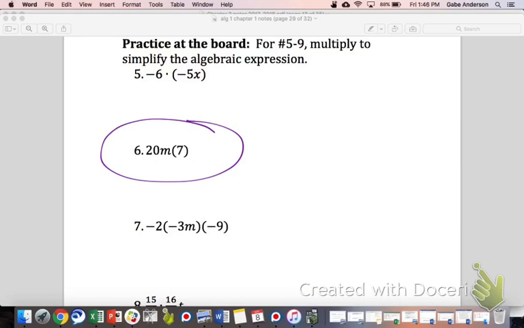20m times 7. As we see Levi finishing up there, he did a good job too. The answer is 140m. We're just multiplying these factors together. All right, let's try number 7. Gets a little more challenging. Head to the board.